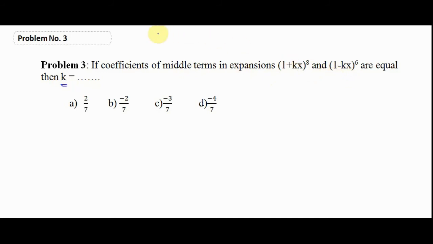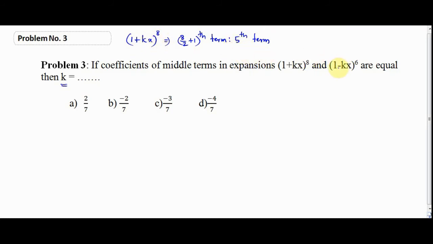So (1 + kx)^8 will have a middle term, which will be the (n/2 + 1)th term, that is the (8/2 + 1)th term. So that will be (4 + 1), the fifth term. The fifth term in the expansion of (1 + kx)^8 will be the middle term.